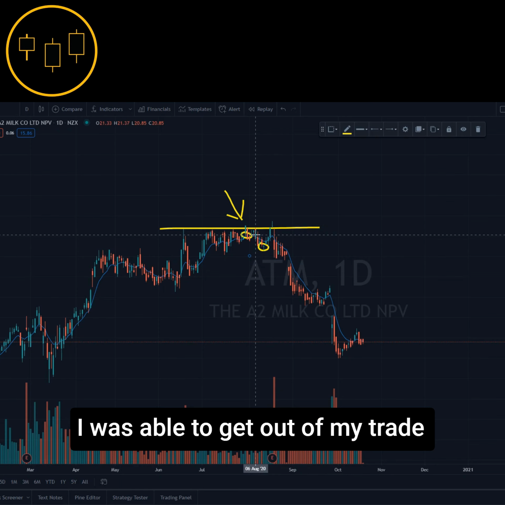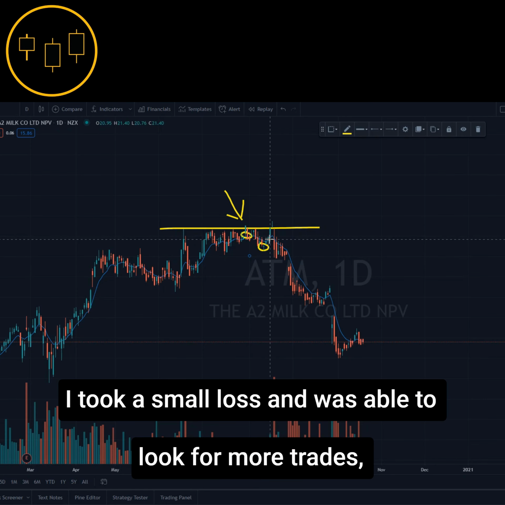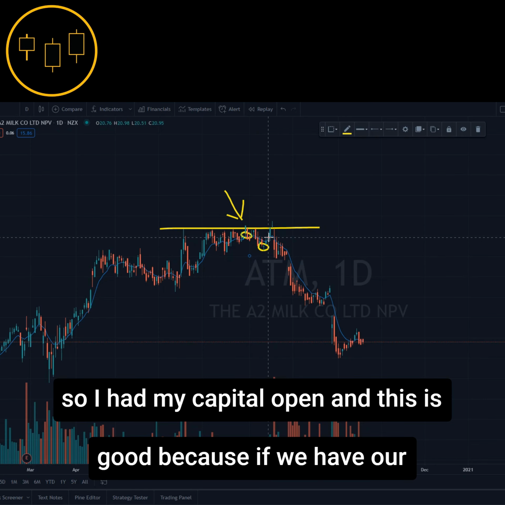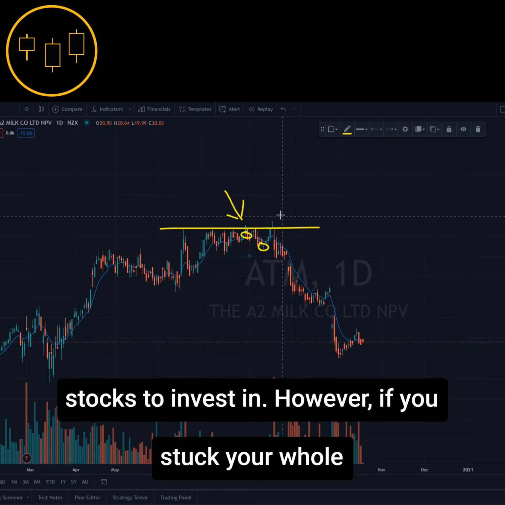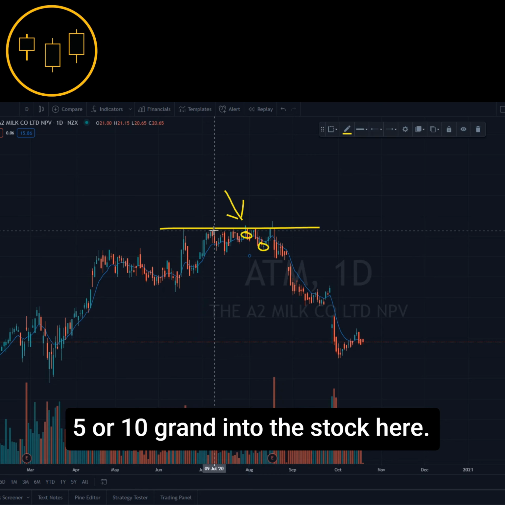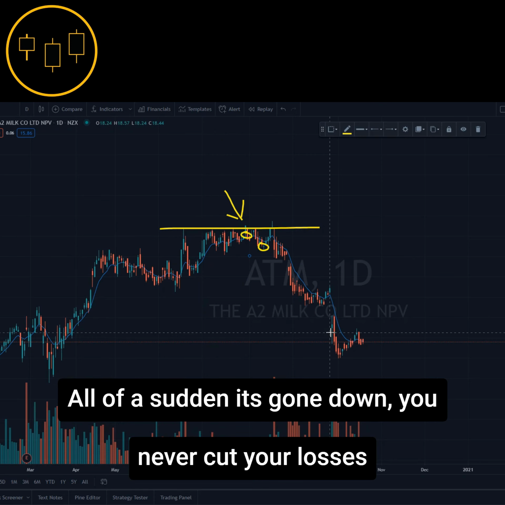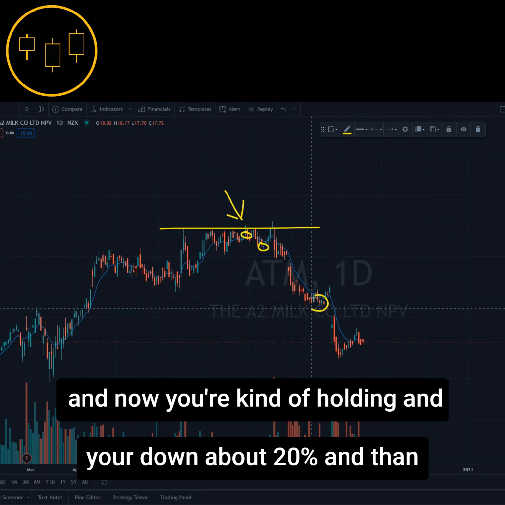I was able to get out of my trade, I took a small loss, and I was able to look for more trades. So I had my capital open, and this is good because if you have your capital available to you, then you can be looking at other stocks to invest in. However, if you stuck your whole, let's say 5 or 10 grand into this stock here, all of a sudden it's gone down, you never cut your losses, and now you're holding and you're down about 20%.